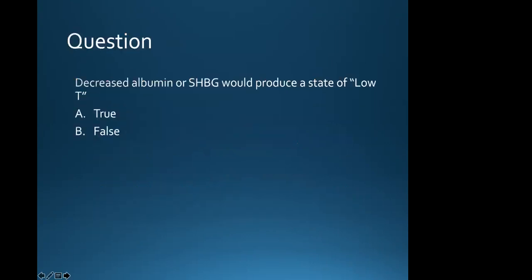Decreased albumin or SHBG would produce a state of low T, true or false? Okay, the answer is false. When you decrease albumin, that means there's less binding, or when you decrease SHBG, there would be more free testosterone. So we could still have low T, but depending on what we were measuring, that would not produce the low T itself. By having decreased albumin or SHBG, we would have more free testosterone, but it's not going to produce the state of low T. So you guys did a good job.